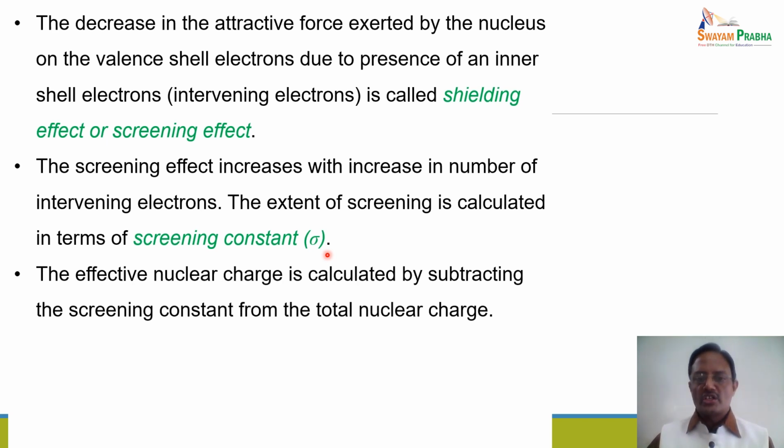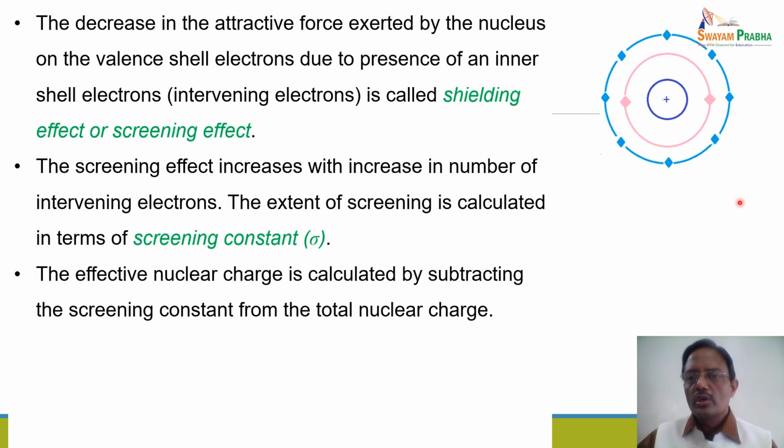The effective nuclear charge is calculated by subtracting the screening constant from the total nuclear charge. Suppose, consider this nucleus with a positive charge and an electron is revolving in the first shell. Now, there is a direct force of attraction between the nucleus and the first shell electron. So, the force of attraction experienced by the electron in the first shell is maximum.